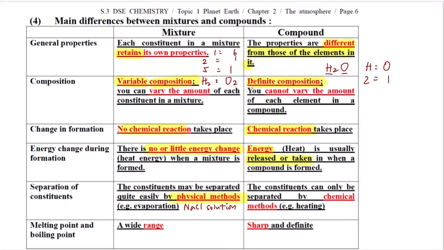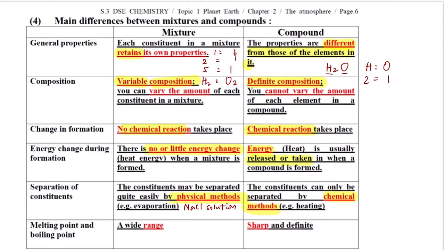But for a compound, we need to separate by chemical method only. For example, if we want to decompose silver oxide, they form a compound already, we need to carry out heating, we need to have a chemical reaction in order to separate them into elements.